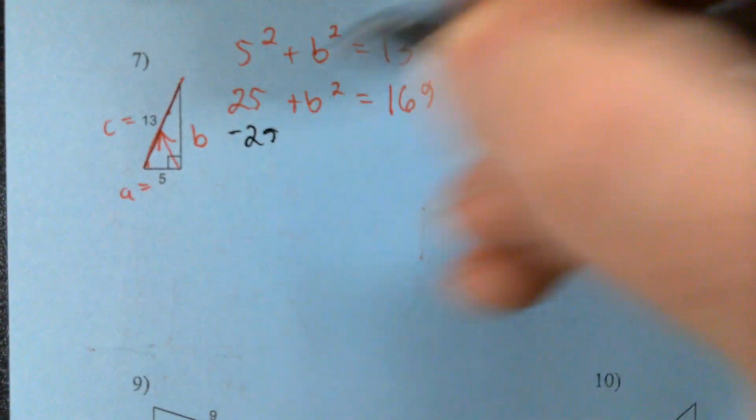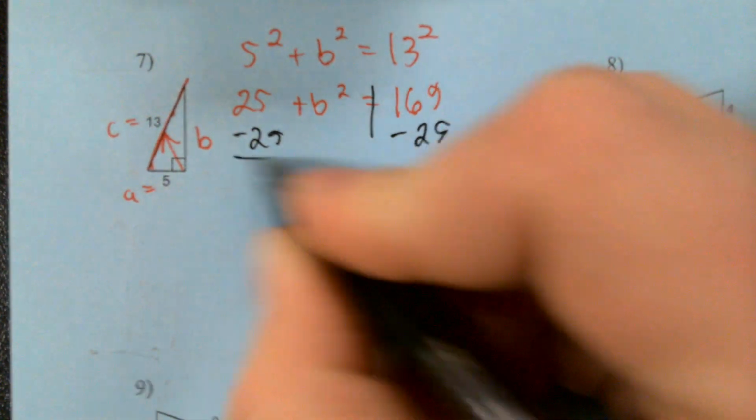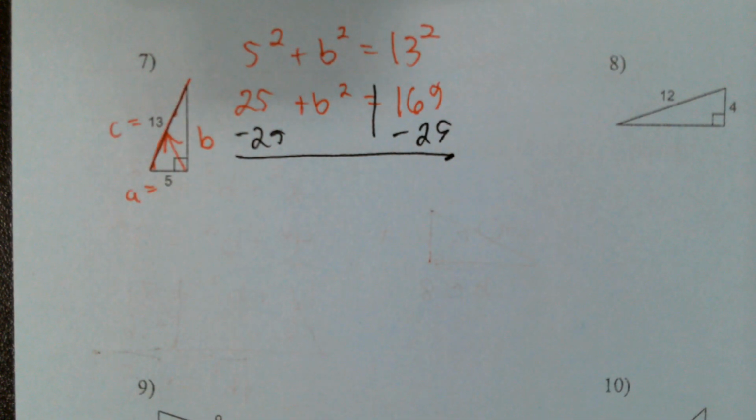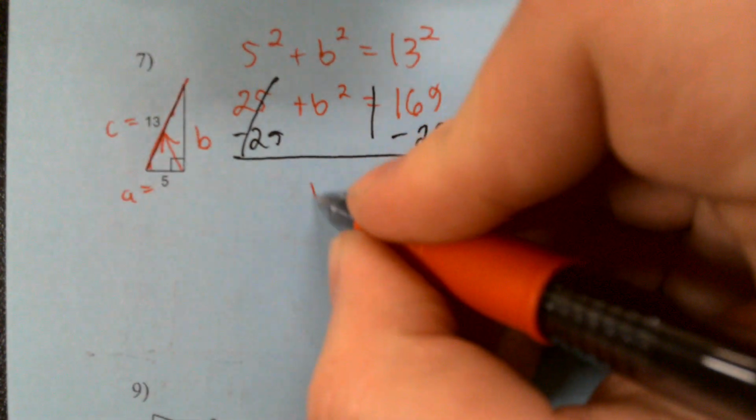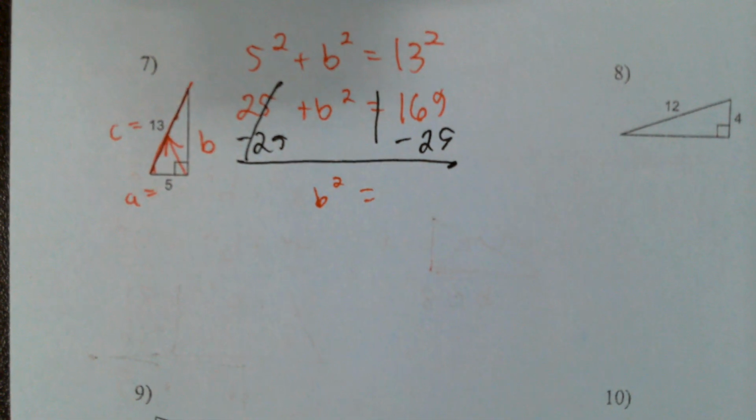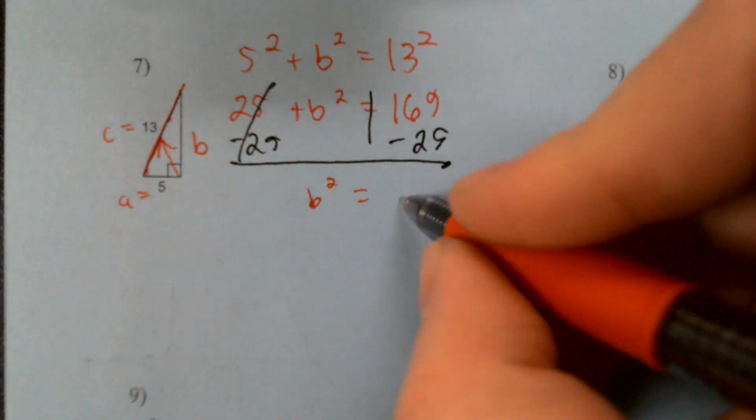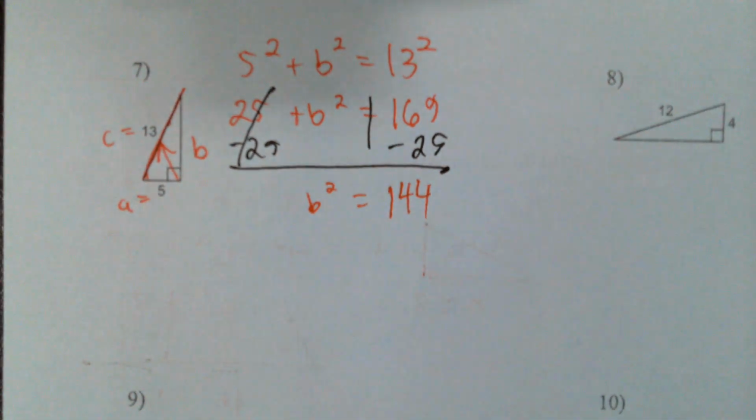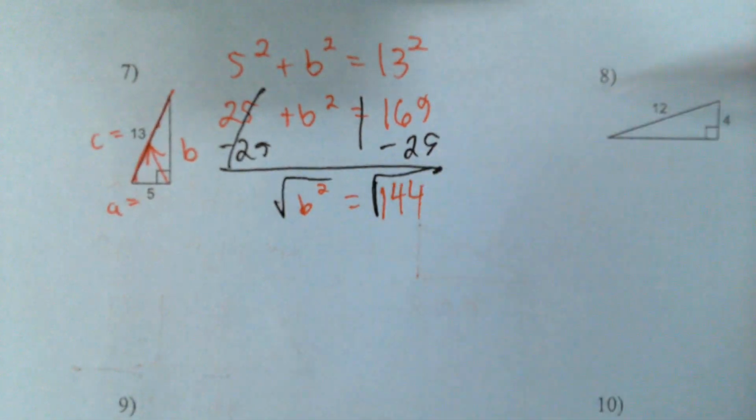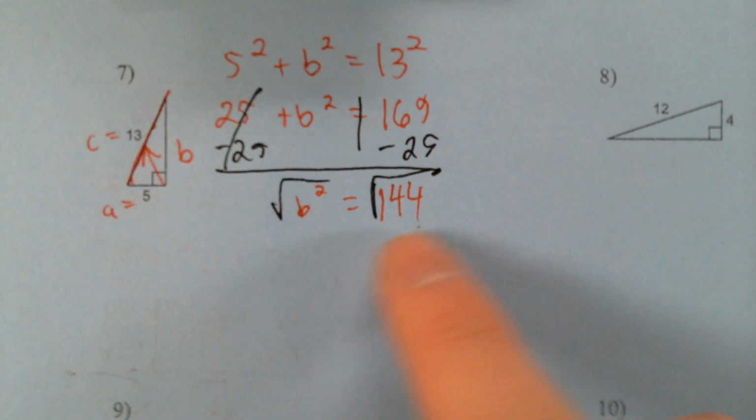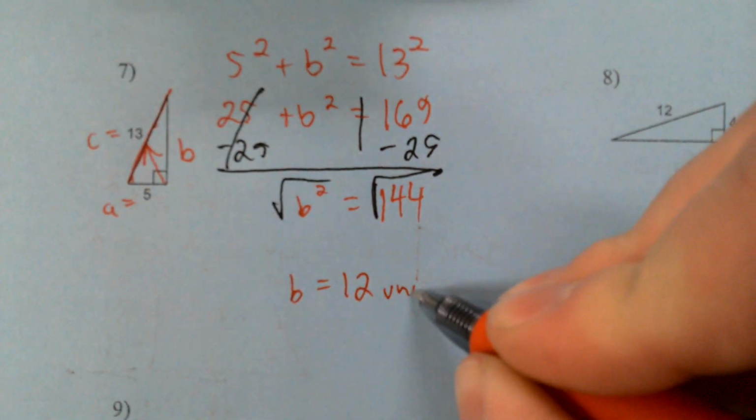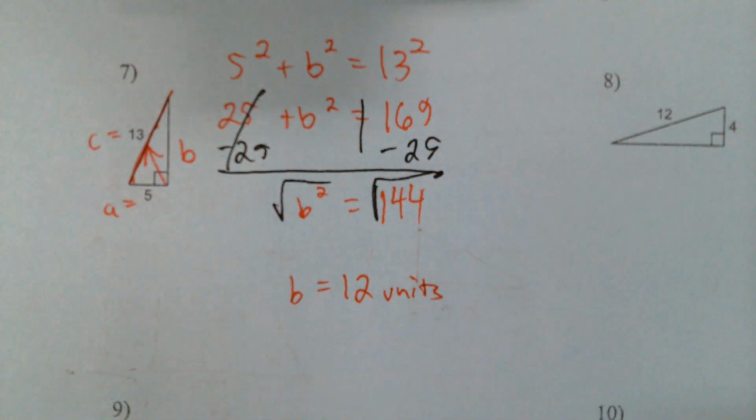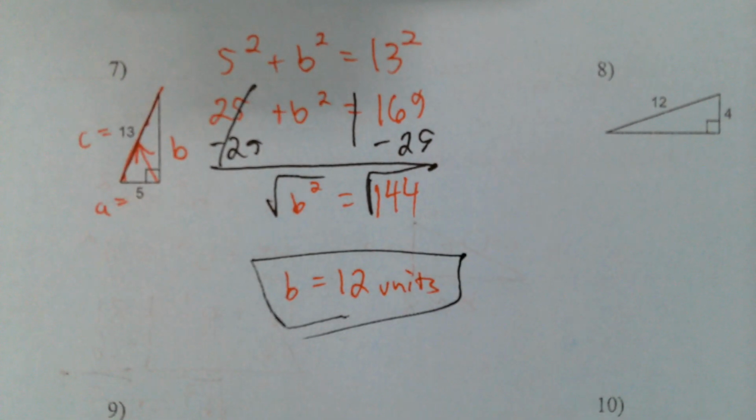And then we subtract 25 from both sides. These 25s go away. B squared's left on the left. And 169 minus 25 gives us a nice 144. Our brains should tell us, hey, 144, that's a perfect square. So our answer is going to be B equals 12 units. Right, the square root of 144 gives us 12.